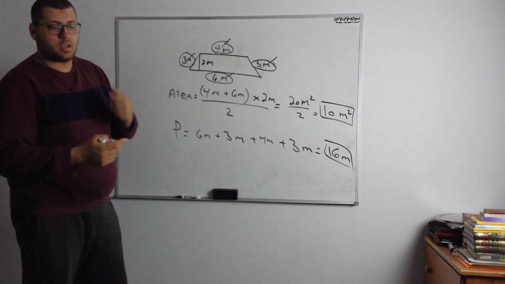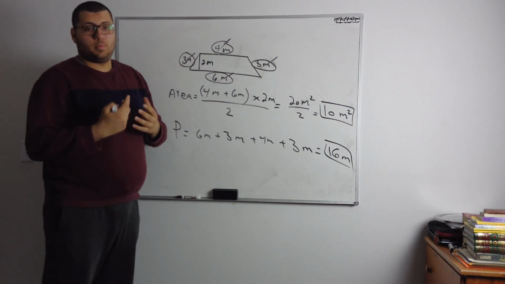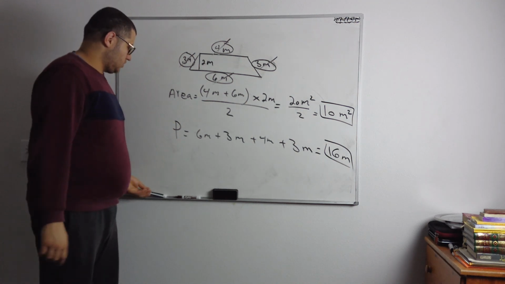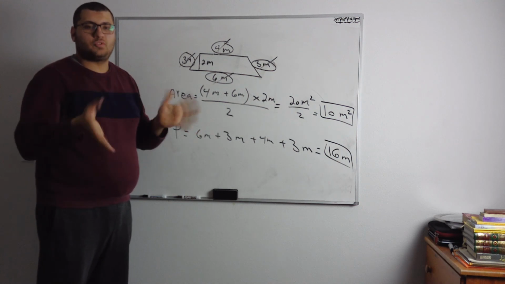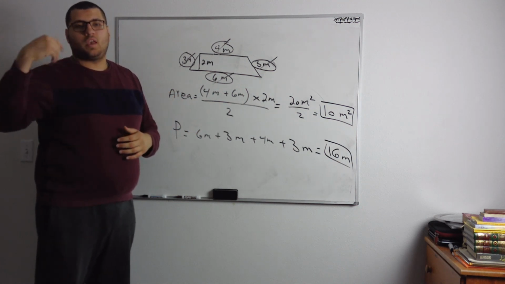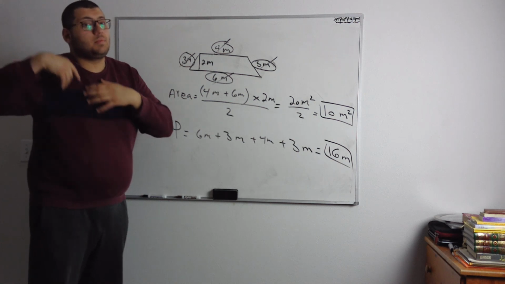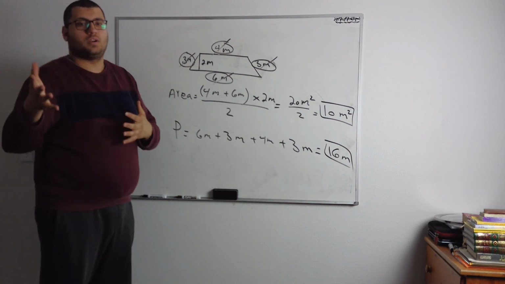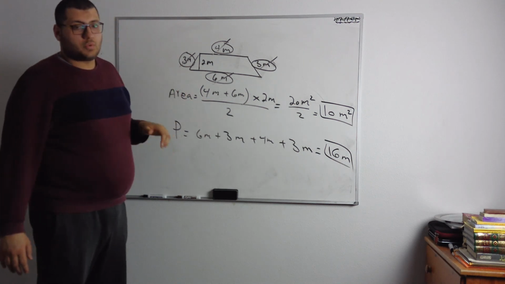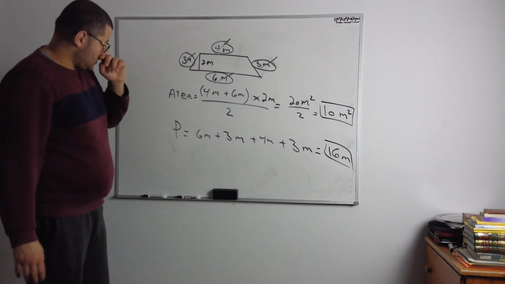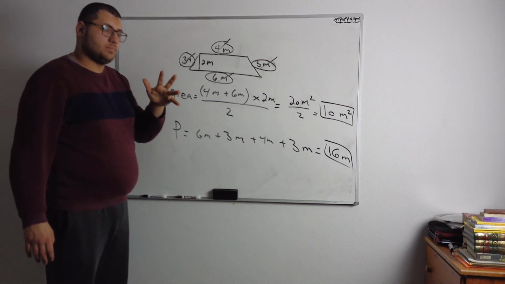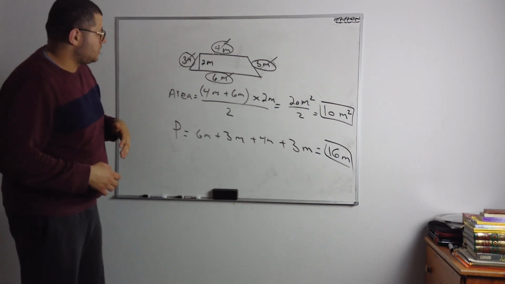Remember, we square the area because the units are being multiplied. So whenever you find the area of any shape, you always have to square the units. If it's feet, you say feet squared. If it's centimeters, you say centimeters squared. If it's yards, you say yards squared. We always have to square the area because it's being multiplied by itself. So m times m is m squared.